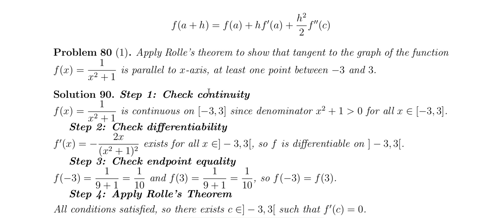That is Rolle's theorem. In the application of Rolle's theorem, the tangent to the graph of the function is parallel to the x-axis. That is the geometrical meaning of Rolle's theorem: at least one point between minus 3 and plus 3.